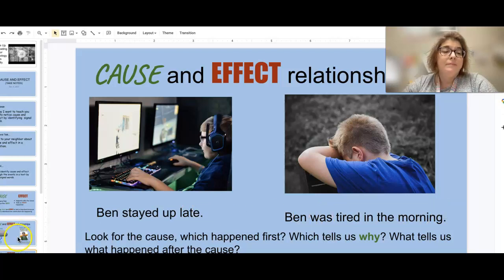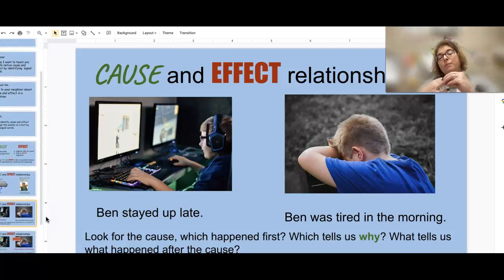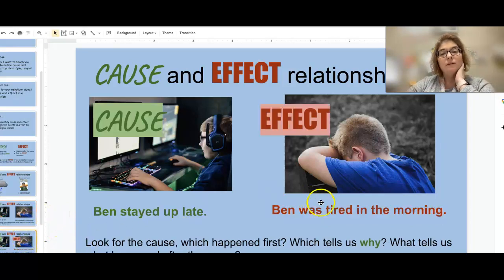Okay. Often it's usually switched. So if you're putting this in a sentence, you could say, Ben was tired in the morning because he stayed up late. Okay. So it usually comes one way or the other. So why is Ben tired in the morning? Because he stayed up late. Okay. So there we go. The cause is he stayed up late. The effect is he was tired in the morning.